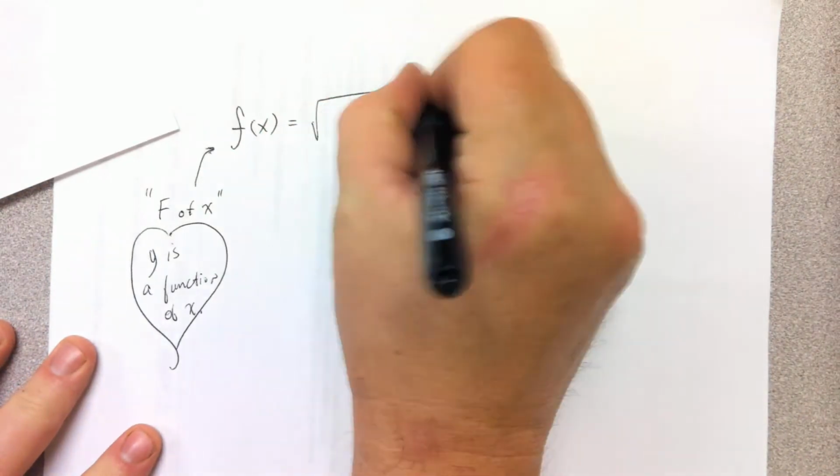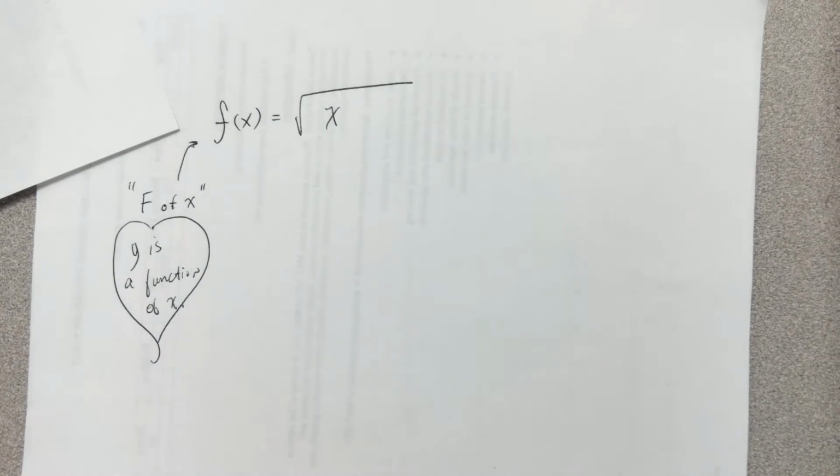Y is a function of x. All that means, Ernesto, is that the value y has depends on what x was. The way we get y is by doing something to x. So let's say we had this equation right here: the square root of x.